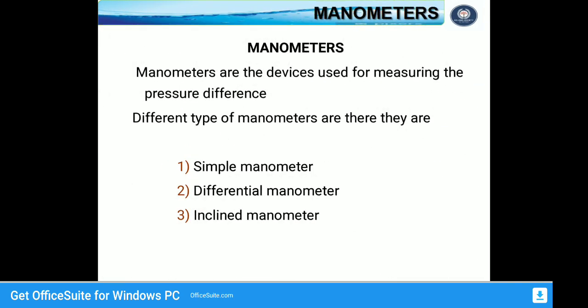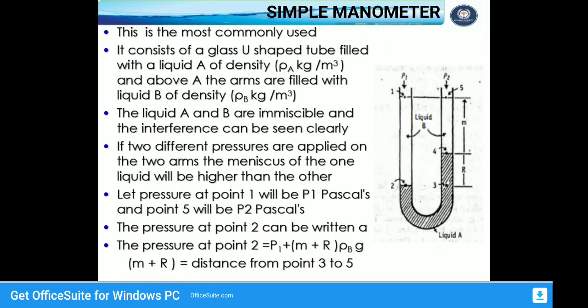So the next part is the manometer. Manometers are devices which are used for measuring pressure difference. There are different types of manometers available in the market, such as the simple manometer, differential manometer and inclined tube manometer. So here is the simple manometer. This is the most commonly used type of manometer.